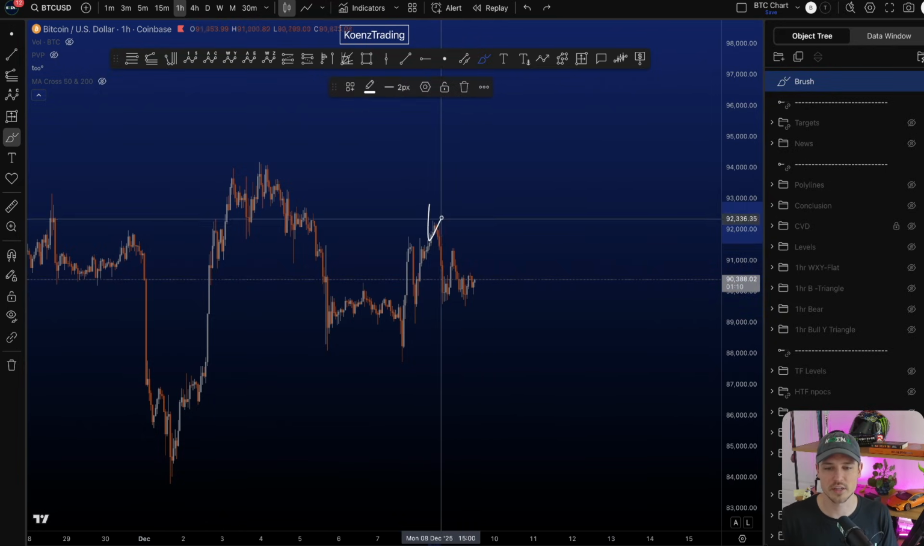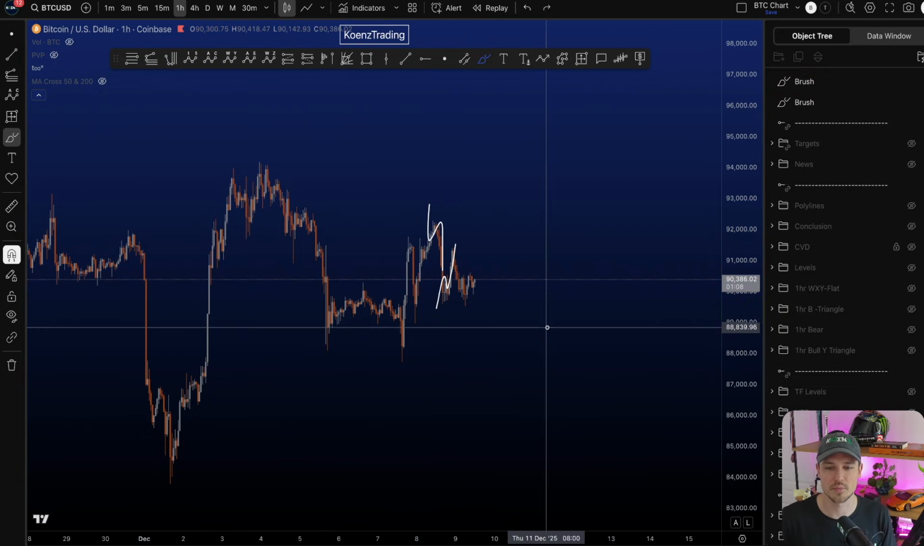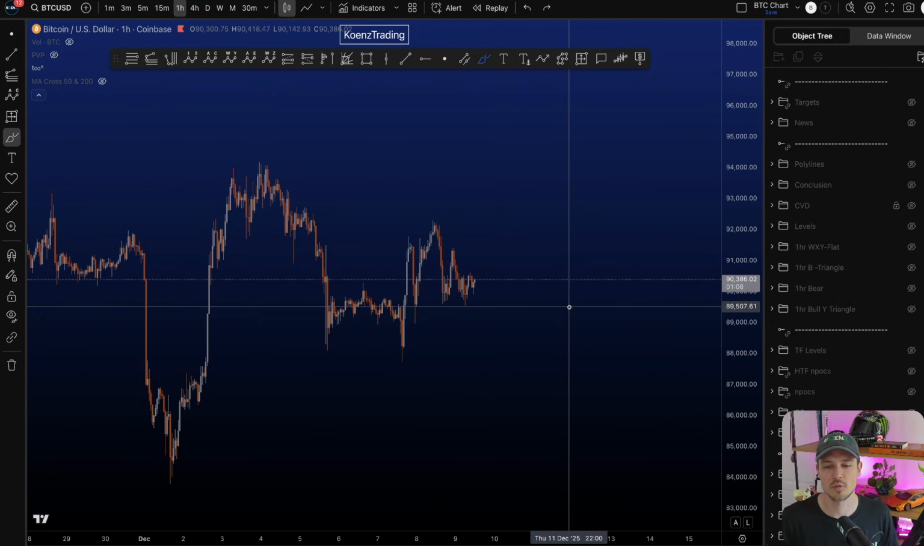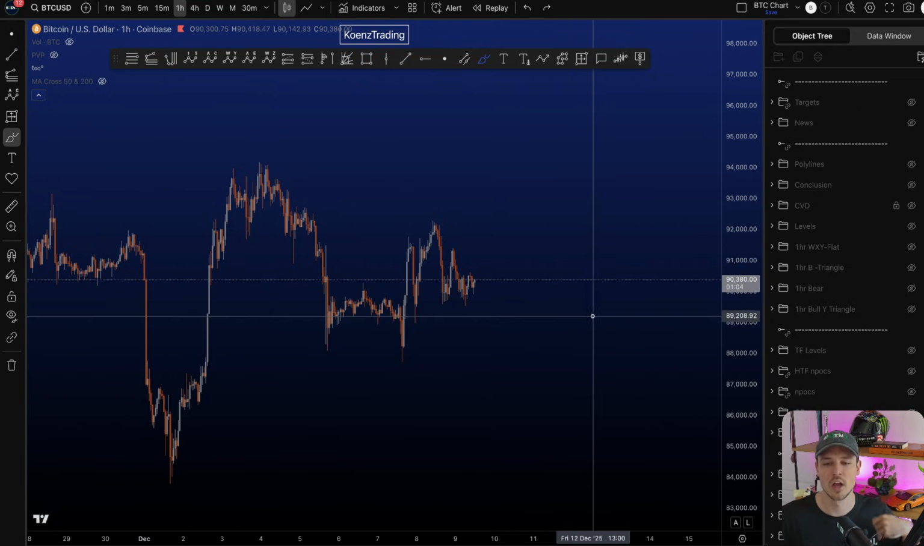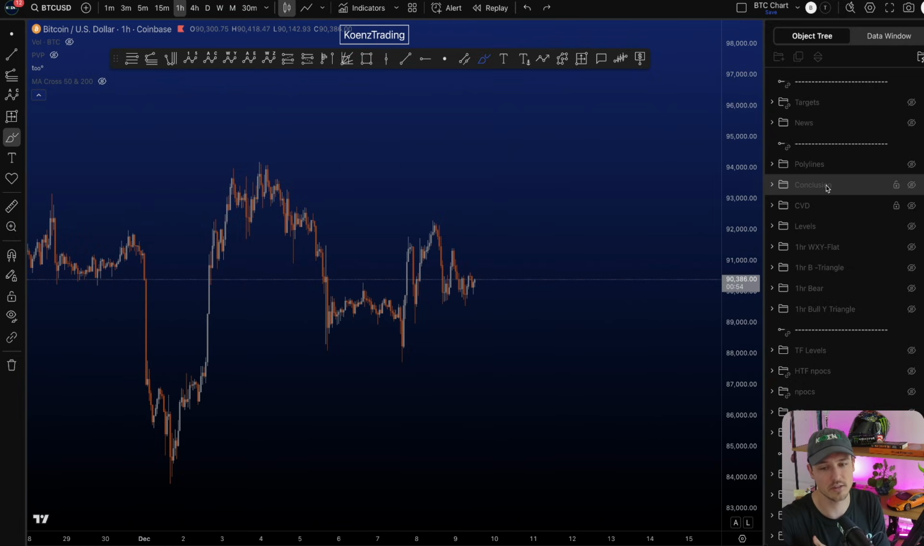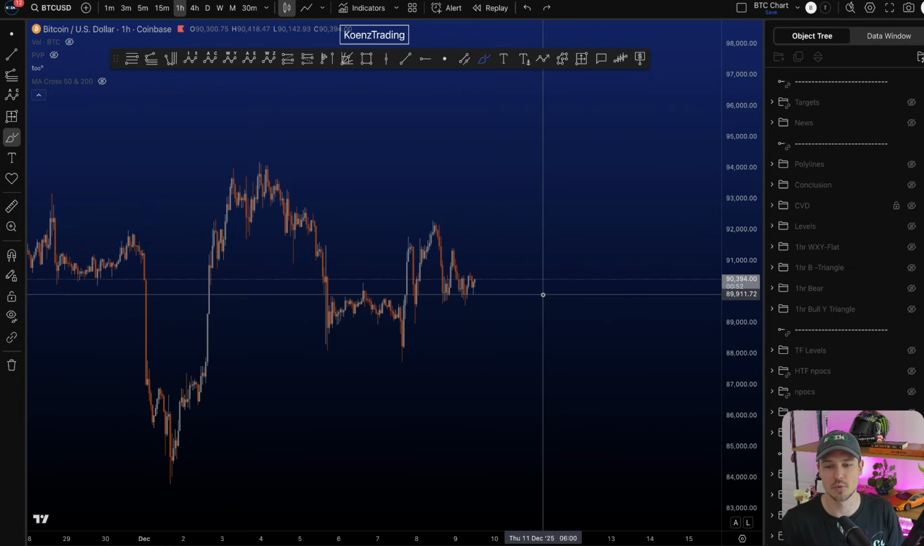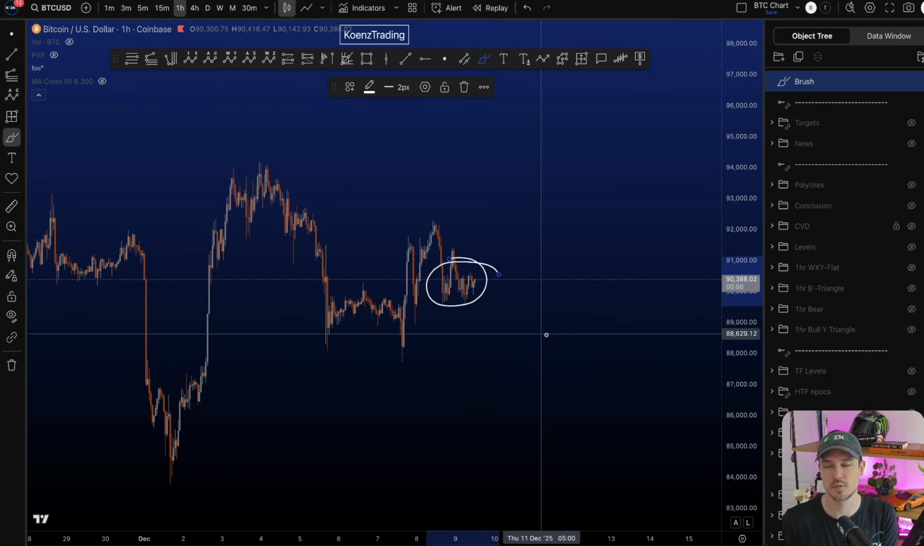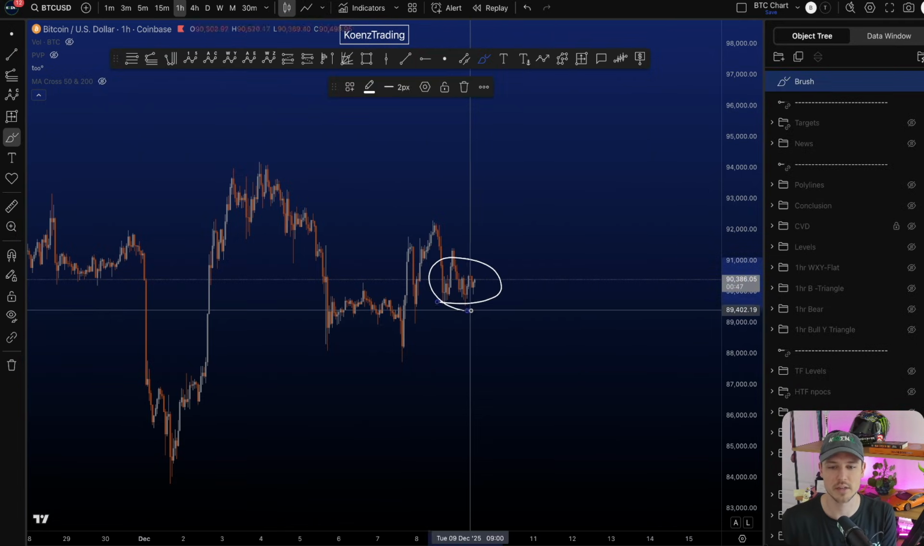Now, this range here consists of a lot of little three-wave corrective structures, making things quite complex. But if we stick around on the 1 hour time frame, we can make sense of what is happening here. And at the end of the video, I will simplify everything, and I will also talk about where the opportunities are from an Elliott Wave point of view without being involved in this range, because of the complexity here on the lower time frame.